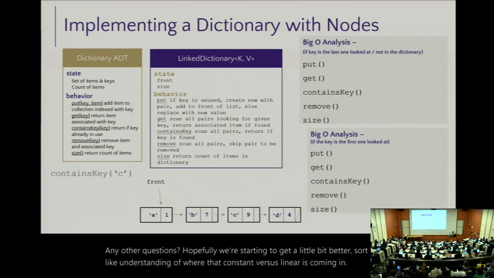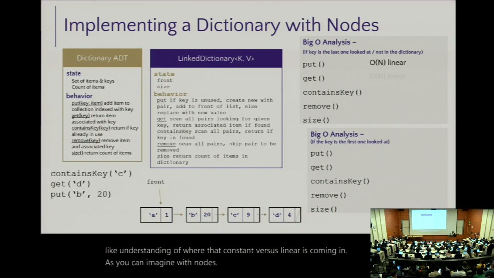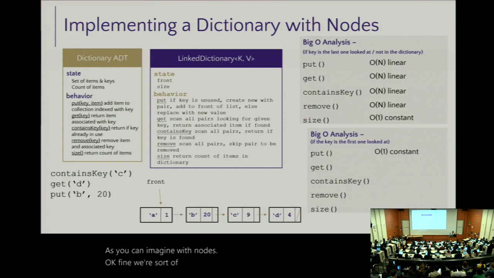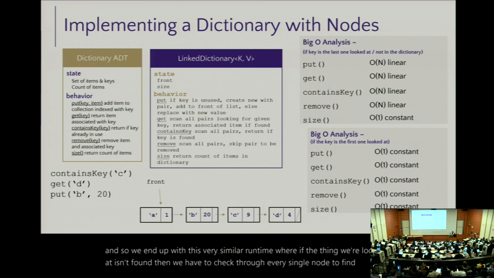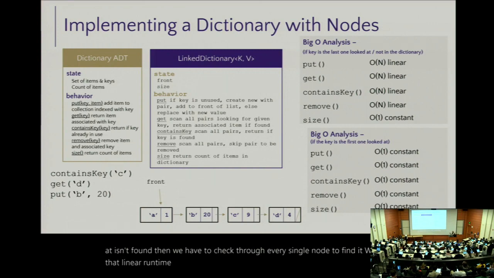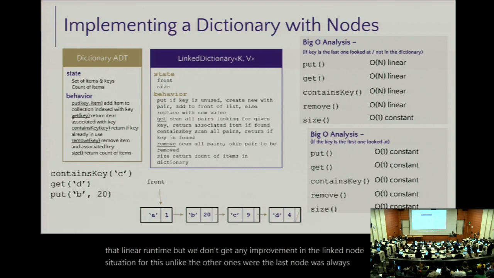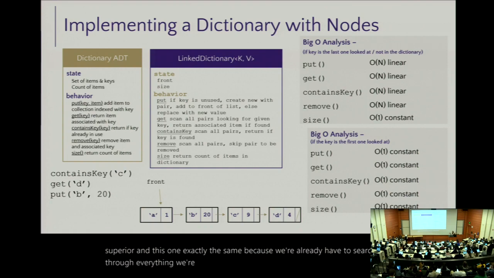As you can imagine with nodes, okay, fine. We're creating nodes, but we still have to look through everything. And so we end up with this very similar runtime where if the thing we're looking for isn't found, then we have to check through every single node to find it. We get that linear runtime, but we don't get any improvement in the linked node situation for this, unlike the other ones where the list node was always far superior. And this one's exactly the same because we already have to search through everything. We're already going to incur that linear runtime no matter what. Great. Okay.